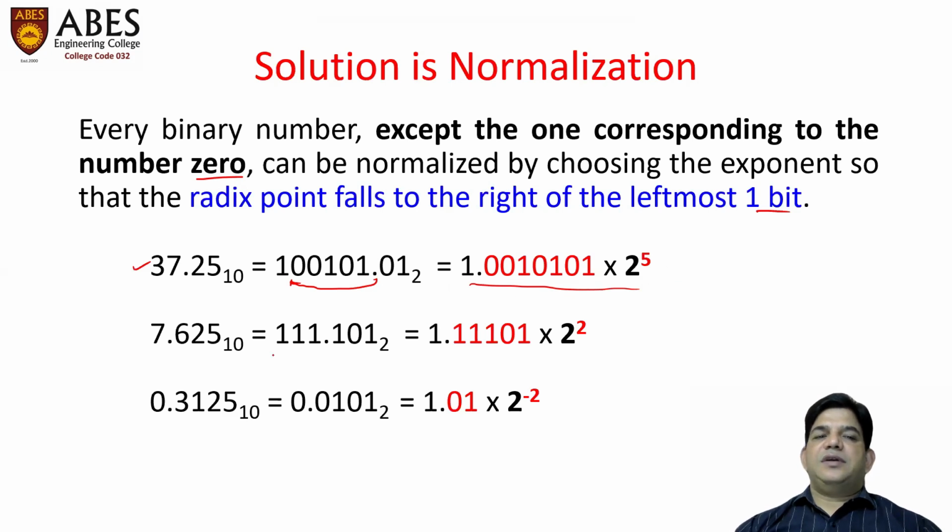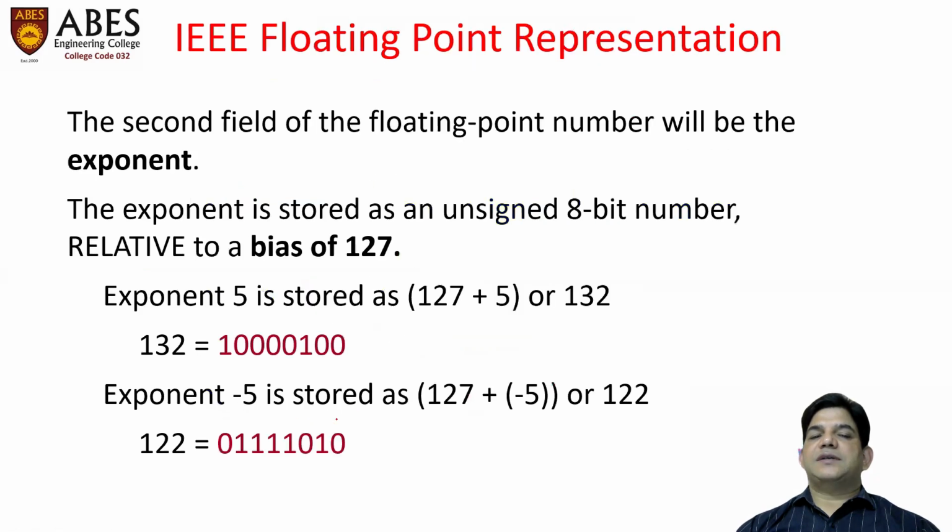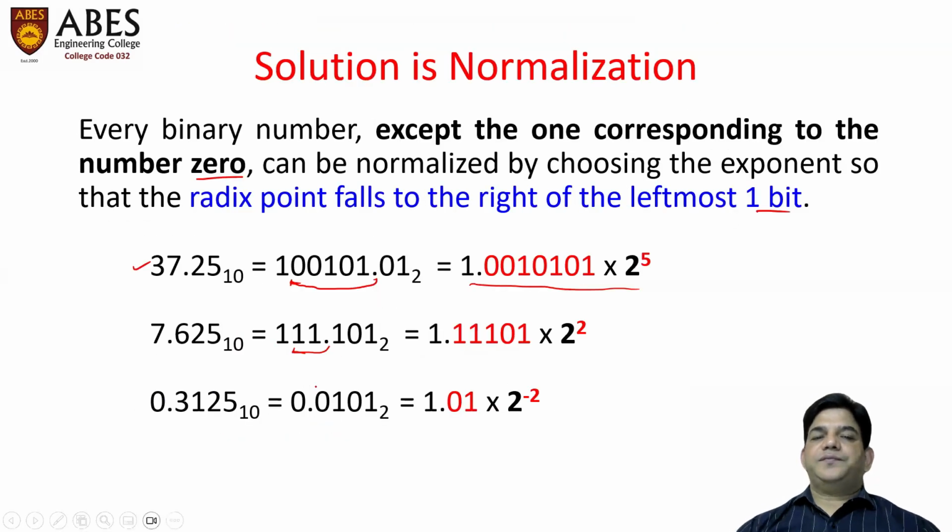Something like this: 7.625 in decimal is 111.101 in base 2. Again, shift the radix point towards the left-hand side, so it becomes 1.11101 times 2 to the power 2, because the radix point is shifted 2 positions left. Similarly, 0.3125 in decimal is 0.0101 in base 2. Here the radix point is shifted towards the right-hand side, so it becomes 1.01 times 2 to the power minus 2.